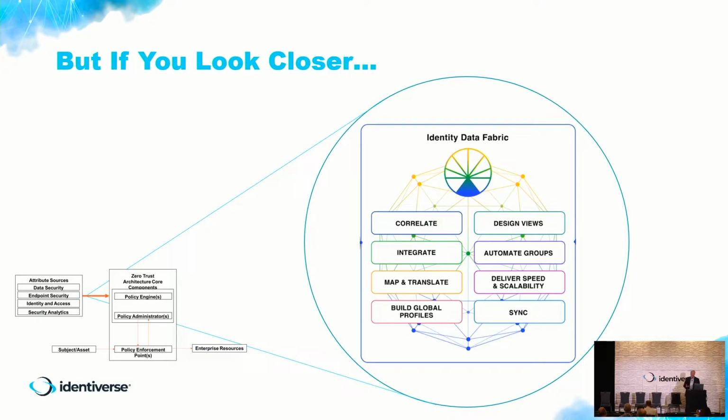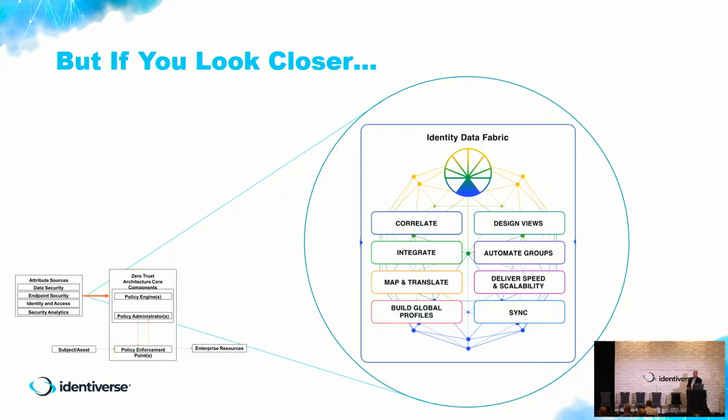This is what we call the identity data fabric. This is the place where Radiant Logic plays. We are able to connect to all the sources of identity data, pull the information in, and then operate on that data in a way that prepares it for your policy engines to use effectively at scale, at speed, at the speed of a directory.